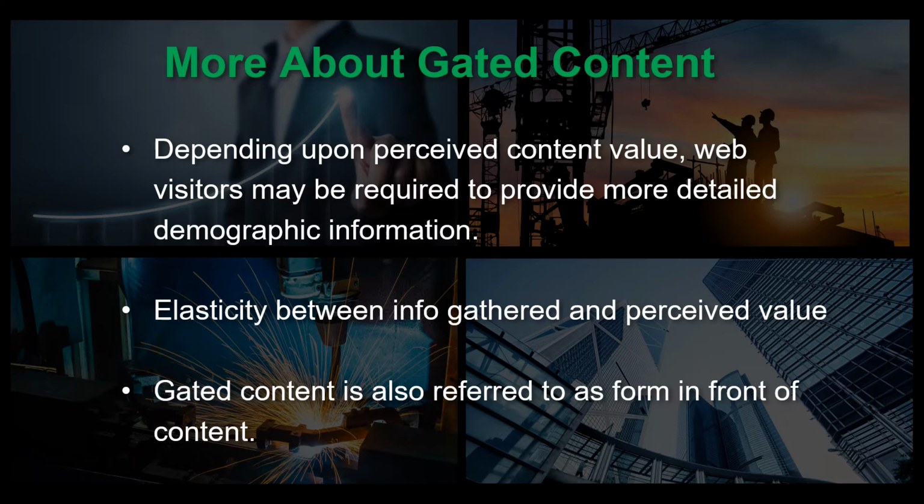There is elasticity between gathering more information and perceived value of content. So if the content has a very high value, you can maybe get 5, 6, or 7 demographic fields, even more potentially. A good example of that is a webinar. If the perceived value is lower, make sure you have fewer fields. Ultimately, to begin with lead gen, for example, you just need their name and their email. Now, gated content for this reason is also referred to as form in front of content.